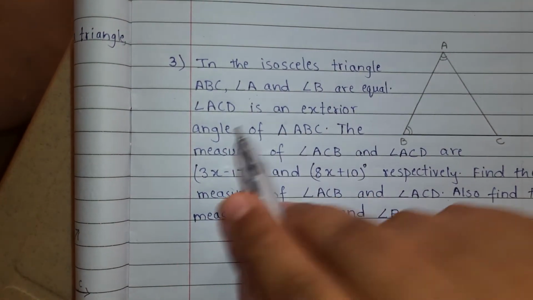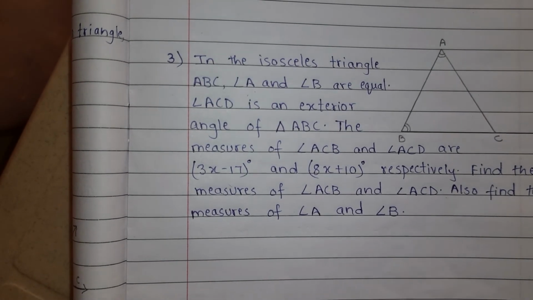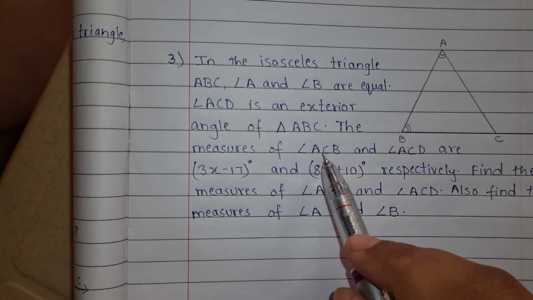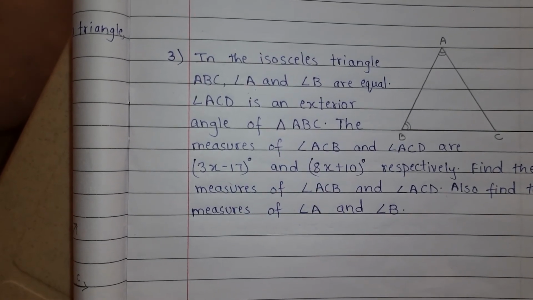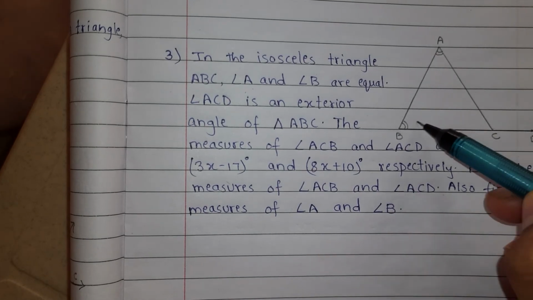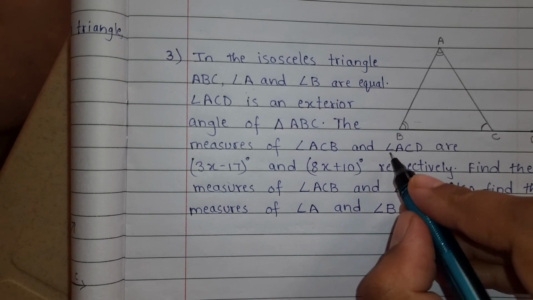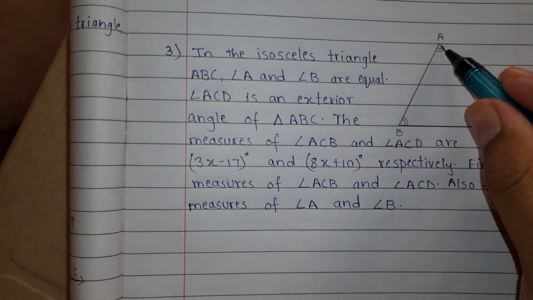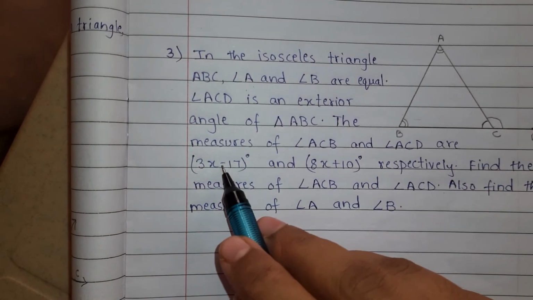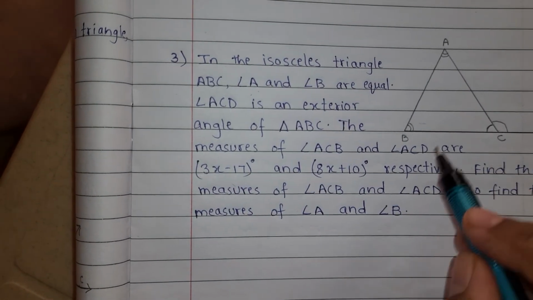ACD is an exterior angle. The measure of angle ACB. ACB means which one? ACB. So the measures of angle ACB and ACD are 3x minus 17 and 8x plus 10 respectively.